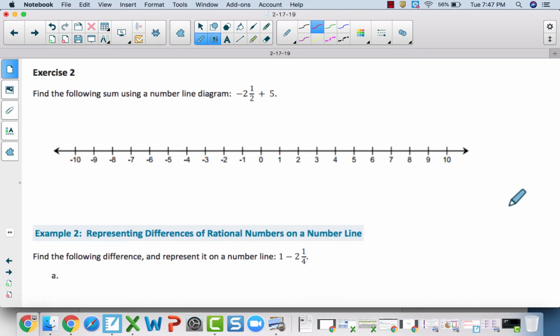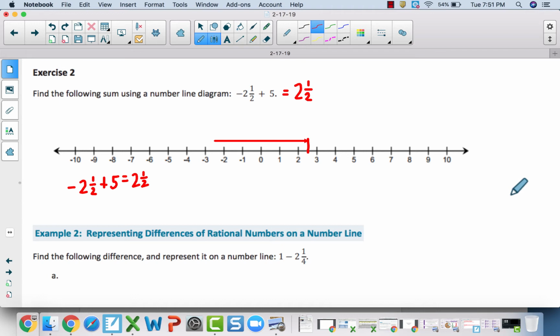Now I want you to take a look at exercise 2 and try to apply the strategy we just used on the previous question in order to find the answer. In the previous case, it was a sum if we're talking about adding a negative, and it was a difference if we were just talking about subtracting. Here you're finding the sum because you're adding. Use the number line diagram in order to find the sum. When you're done, come back and check the video before we take a look down here at example number 2.